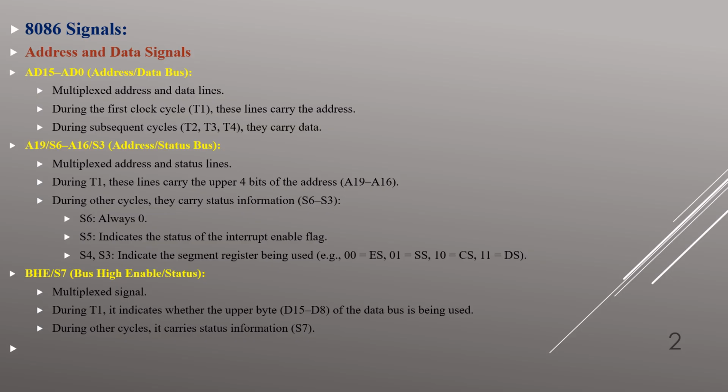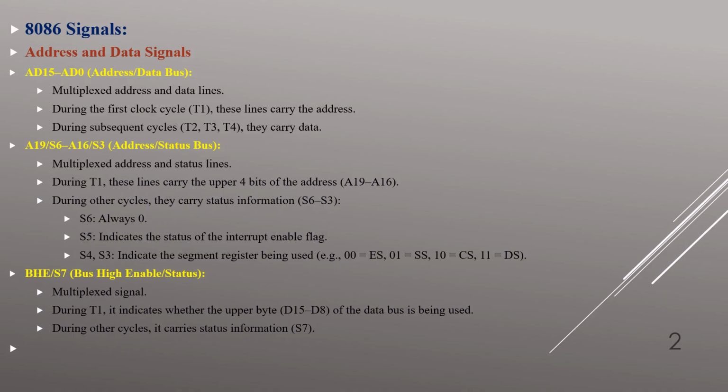First, address and data signals. What are the address and data signals? You should look at AD15 to AD0. There are 16 pins present for the address and data bus. This bus consists of 16 lines that are multiplexed, meaning they serve dual purposes.